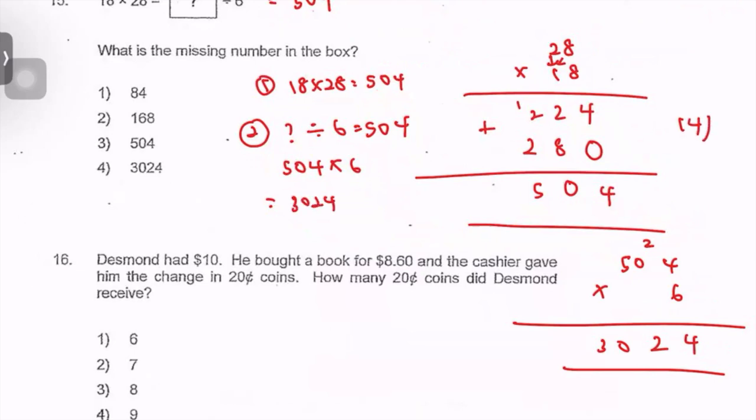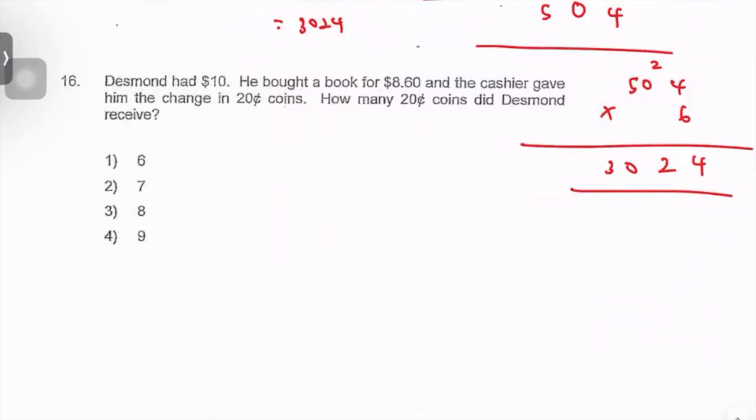Next, Desmond had $10. He bought a book for $8.60 and the cashier gave him the change in 20-cent coins. How many 20-cent coins did Desmond receive? Okay, so before we do it, we have to find out how much change he received. So he had $10, bought a book for $8.60. So he should receive 10 minus $8.60 as the change, right? That should give you $1.40. So how many 20-cent coins is that?